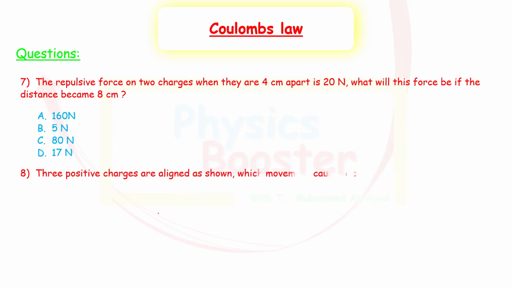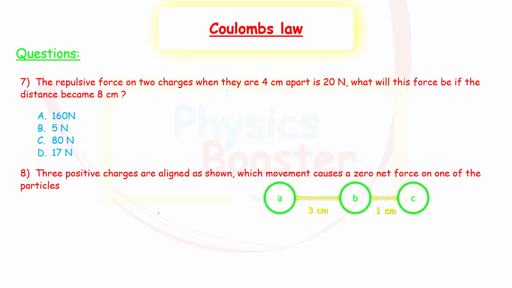Okay? 3 positive charges are aligned as shown. Which movement causes a zero net force on one of these particles? So we have particles A, B, and C. And it says that if I move one of the particles, I can cause a zero net force on one of these particles. So I think the zero net force will be only on point B, because it's impossible to be on point A or C, because B is in the middle, and since they all have the same charge, point B will be repelled from the left, and it will be repelled from the right because of these charges.